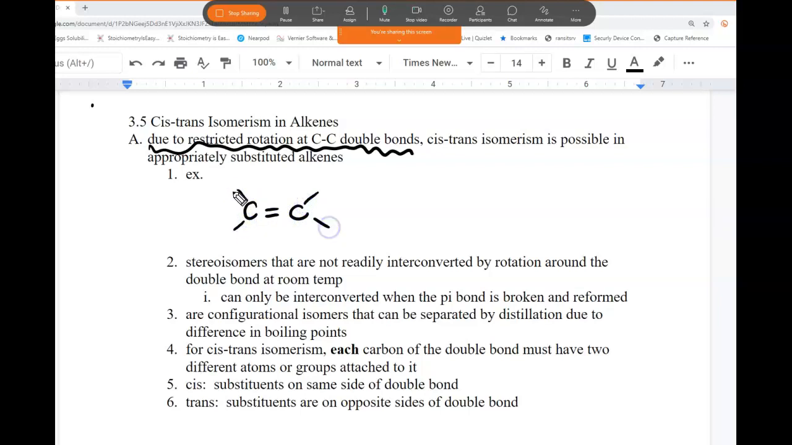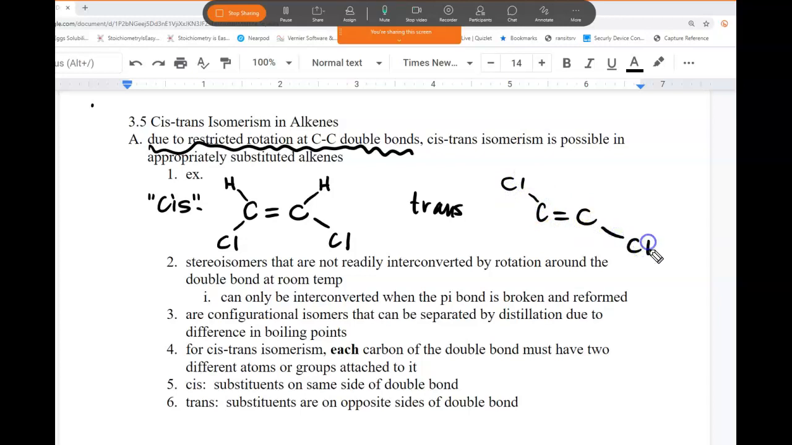So here is our first alkene where it has, let's just use some chlorines here, two chlorines on the same side of the double bond. And this format is called cis. Cis means same. And then we have the trans format, which means across. And so we will have C double bond C, and the chlorines will be on opposing sides, just like this, of the double bond. Now, it is possible that you could have two chlorines on the same carbon of the double bond, but that is not what cis and trans is referring to.